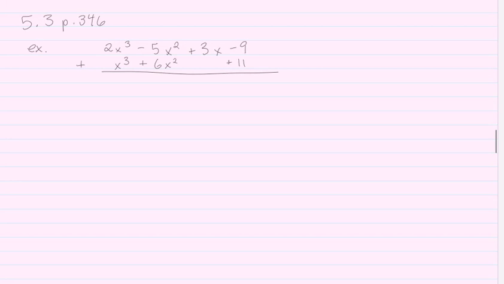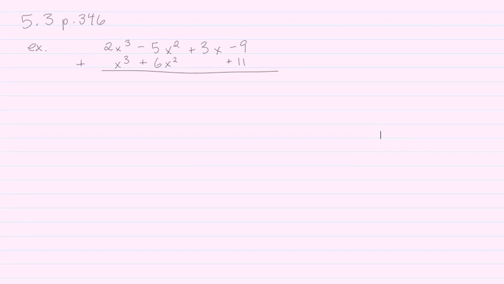In section 5.3, beginning on page 346, we are told to add, subtract, and multiply polynomials. So we can add polynomials in multiple ways. We can add them vertically, such as this first example, or horizontally, and we're going to cover both.